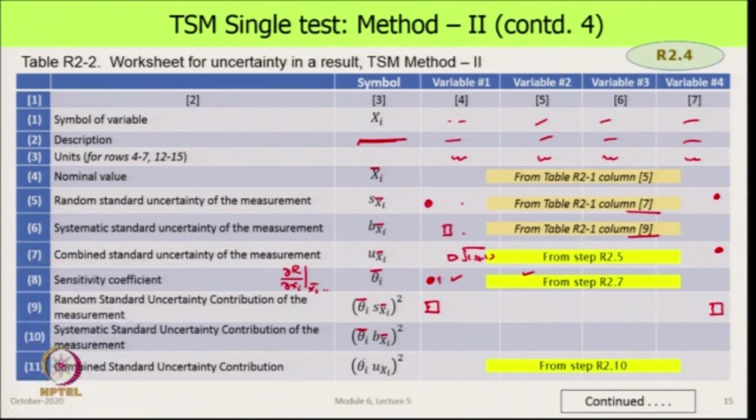This multiplied by this and we get this number, square it. This into this squared is this. Similarly, we go for each one of these boxes. And then we compute the combined standard uncertainty contribution from each measurement of the measurement.